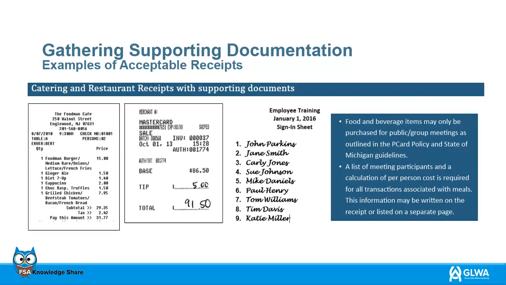Food and beverage purchases may only be procured for public or group meetings as outlined in the PCard policy. Catering and restaurant receipts require not only an itemized receipt, but also a list of personnel who attended the event or meeting. Meals should not exceed $10 per person.